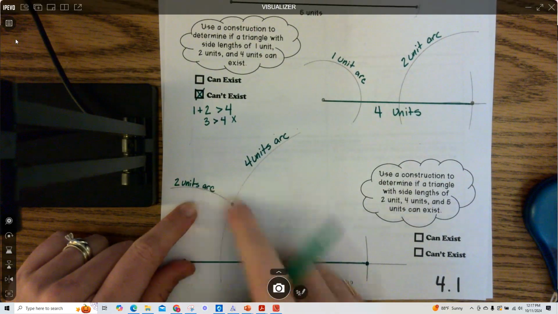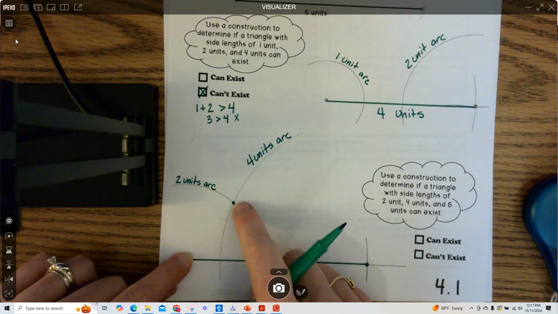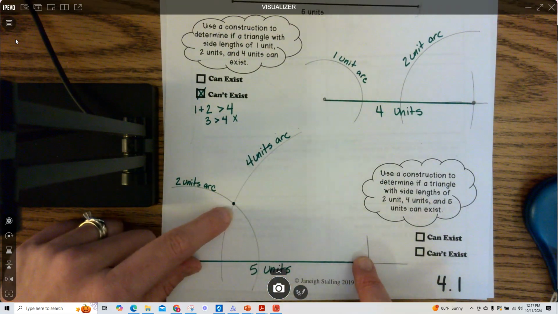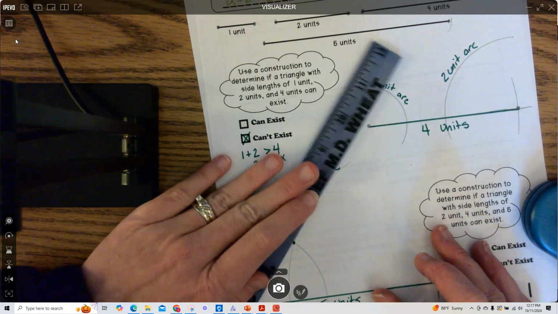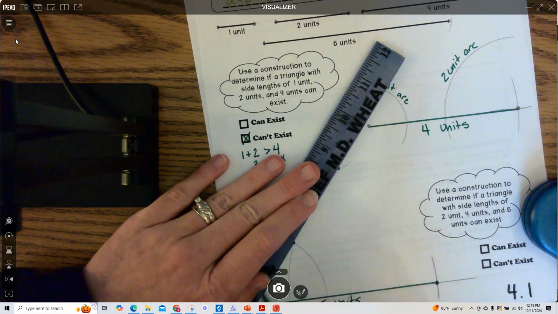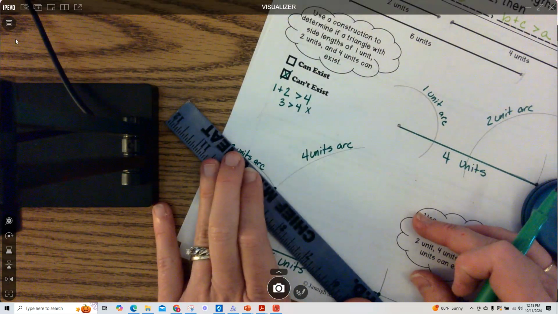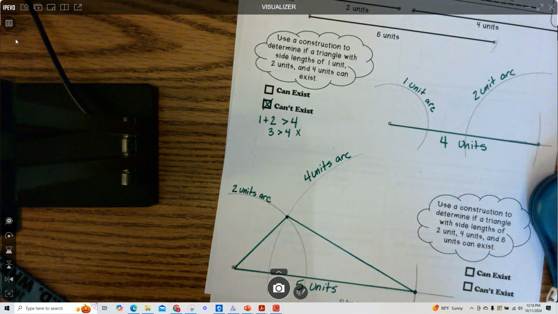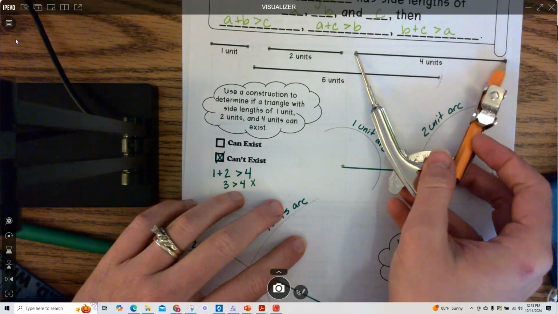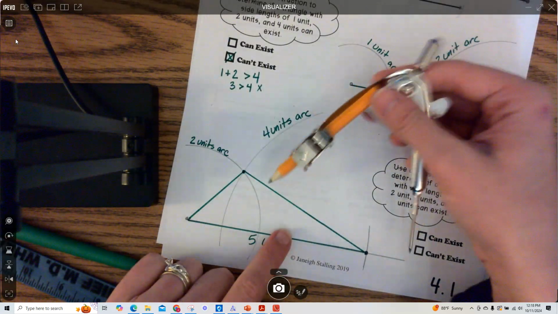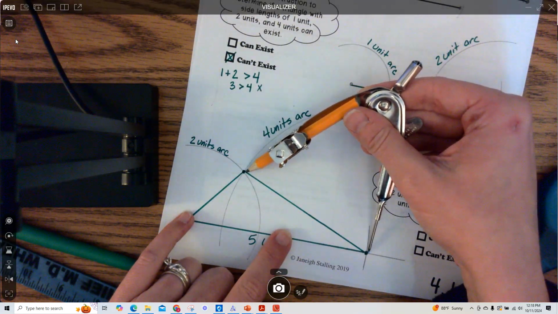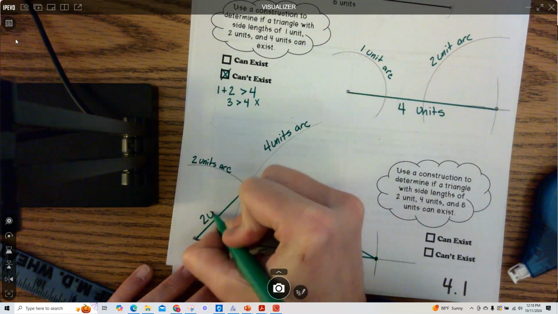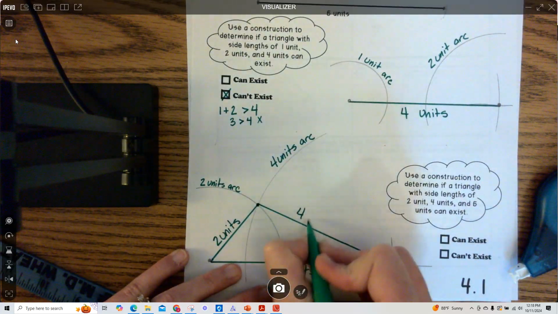So remember, anywhere along this arc, from this point to any point on that arc is going to be 2 units long. Anywhere on this arc, from this point is going to be 4 units long. So if I play connect the dots here, and so you can even check. You can go back up here and measure your 4 unit line, and then come down here and measure the side that should be 4 units, and they should match up pretty close. So this side is 2 units. This side is 4 units.